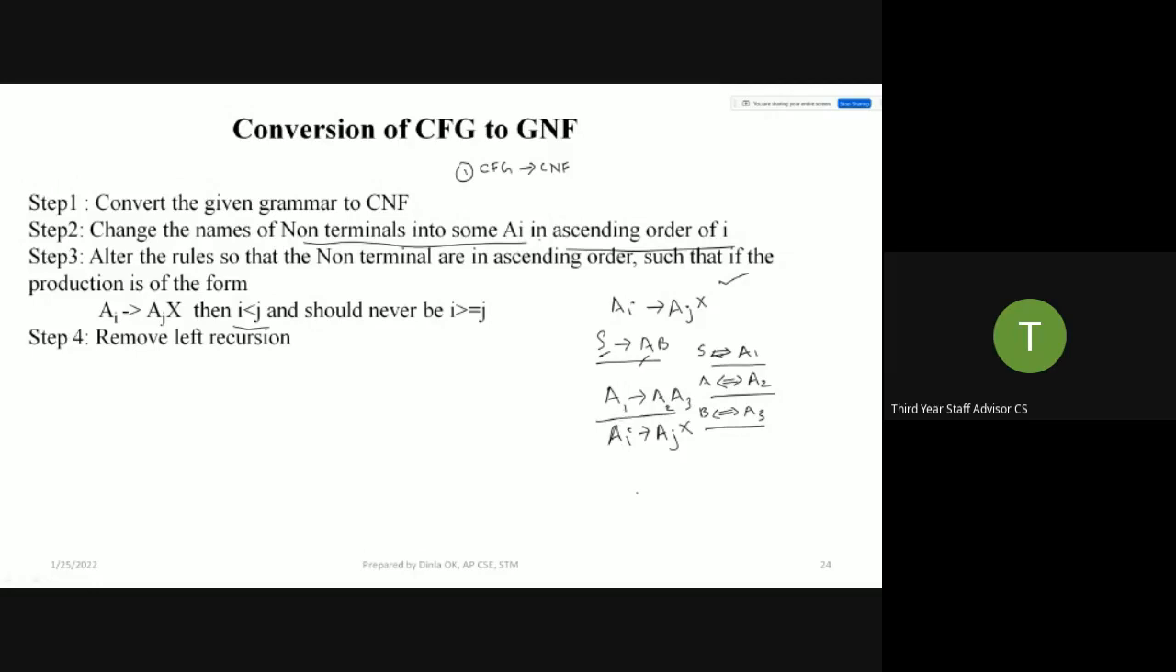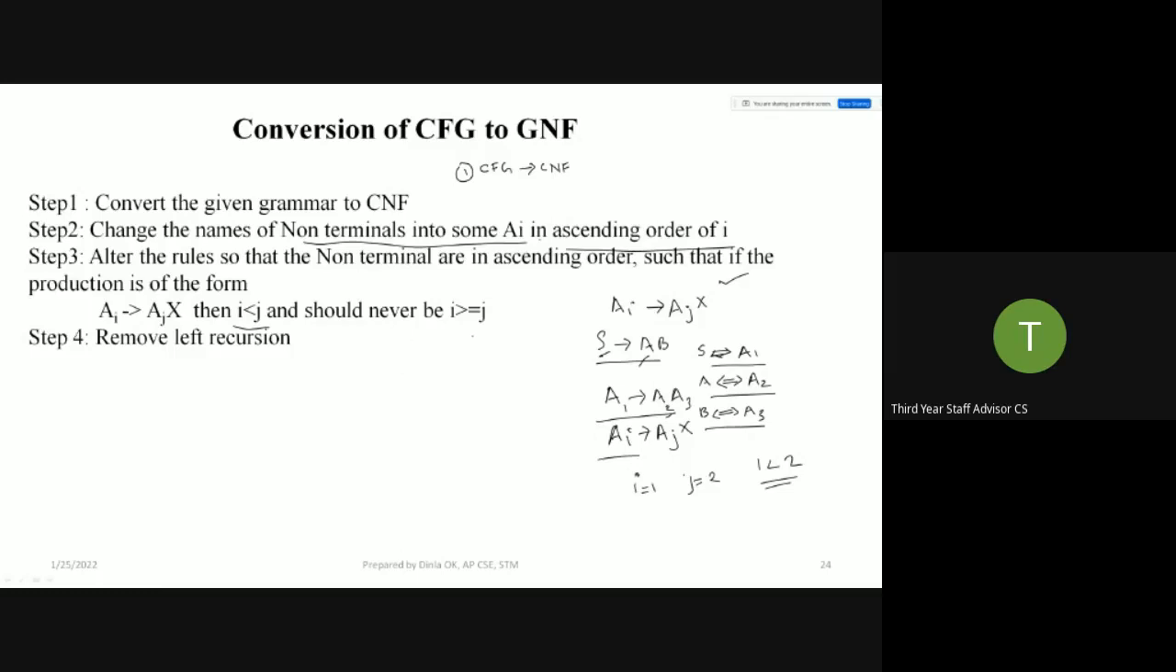Here I is 1 and J is 2. Okay, so the condition is satisfied, that is 1 less than 2. Non-terminals must be present in the production in this order. So after this rearrangement, we have to check whether I is less than J.